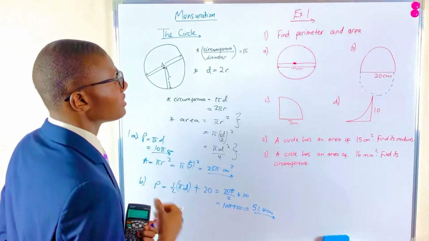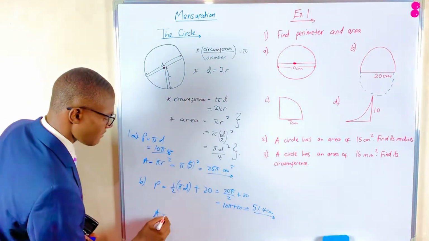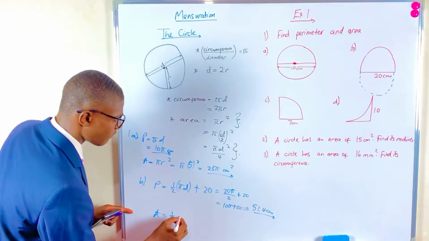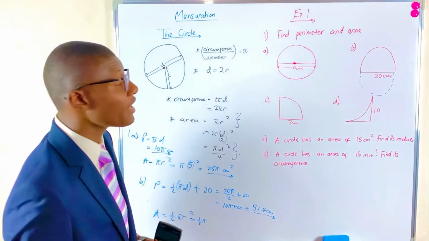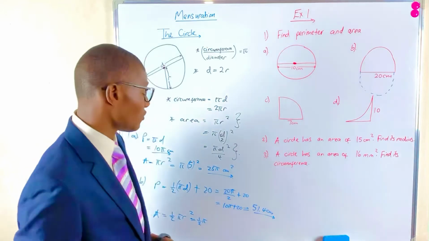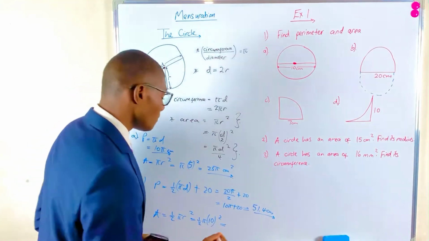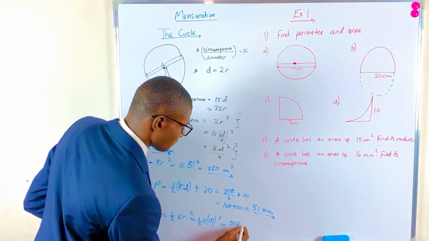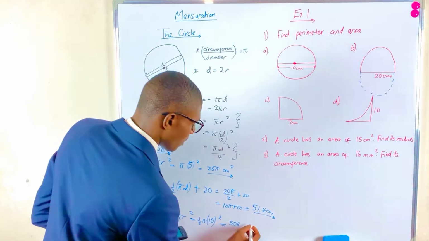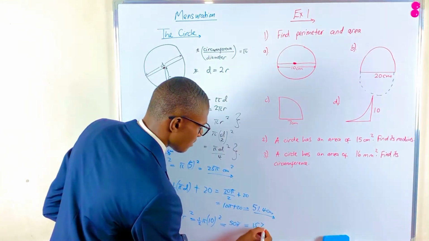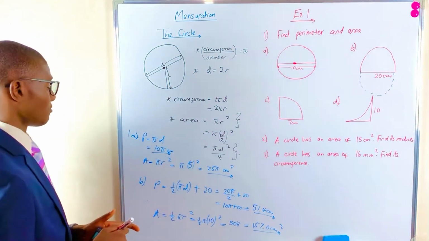This being the perimeter. The area, since this is a semicircle, we're going to say half of pi r squared, which is half pi times r squared. If the diameter is 20, the radius definitely will be 10. So 10 squared, which is 100 pi over 2, to give us 50 pi. And if we simplify 50 pi, we'll get a result of 157.0 square centimeters. This is what we get for part B.